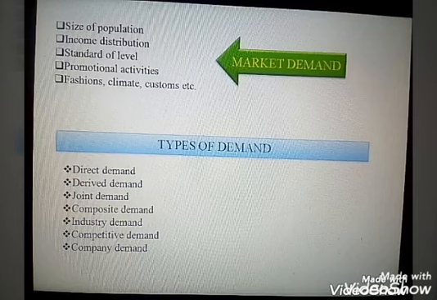Then let us discuss the types of demand. First one is direct demand. The demand for a commodity which is for direct consumption is called direct demand. That means when the product is used for final consumption, we call it direct demand. For example, food, clothes, etc. Next is derived demand. When a commodity is demanded as a result of the demand for another commodity, it is known as derived demand. For example, the demand for cement is derived from the demand for building construction.